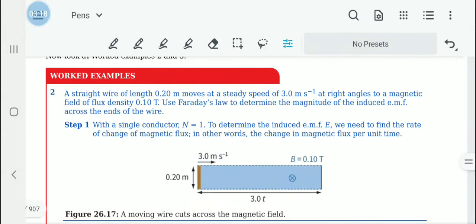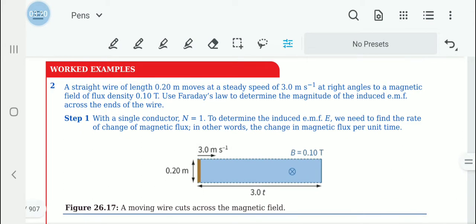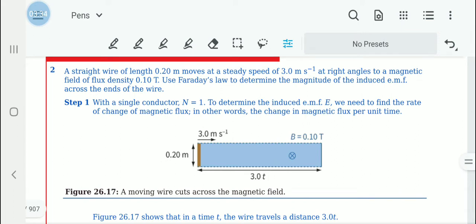So now let's look at this worked example, then you will be able to understand how this is used. A straight wire of length 0.2 meters moves at a steady speed of 3 meters per second at right angles to a magnetic field of flux density 0.1 T. Use Faraday's law to determine the magnitude of the induced EMF across the ends of the wire. Even if they don't tell you to use Faraday's law, the only thing you have to use here is Faraday's law.